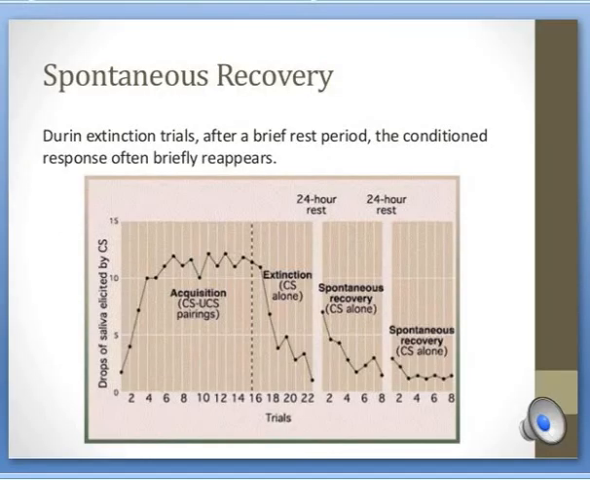Here you can see this figure. During extinction trials, after a brief rest period, the conditioned response often briefly appears. You can see this figure in your book also, phenomena of spontaneous recovery, strength of the CR and the trials: acquisition, CS plus US, then extinction, CS alone, then spontaneous recovery, CS alone. So this is the phenomenon of spontaneous recovery diagram.